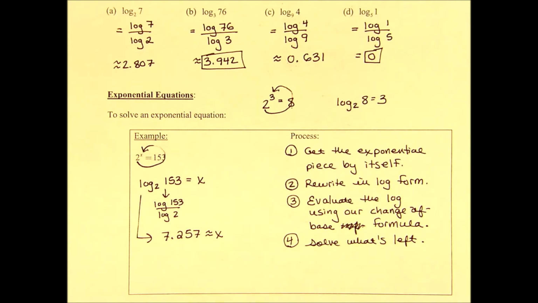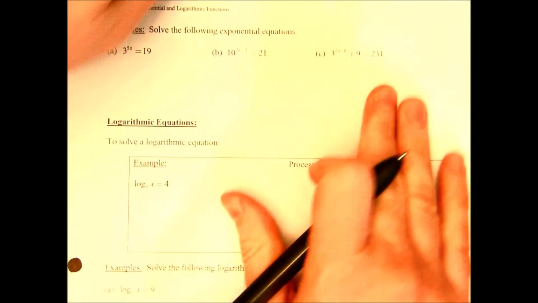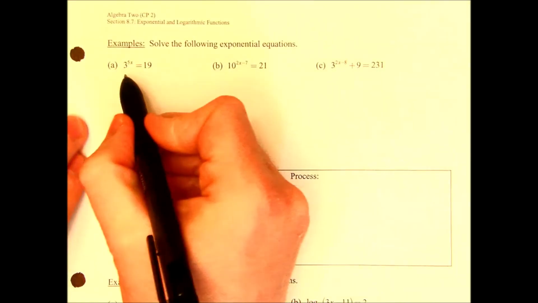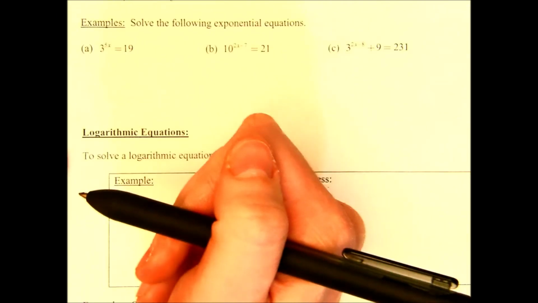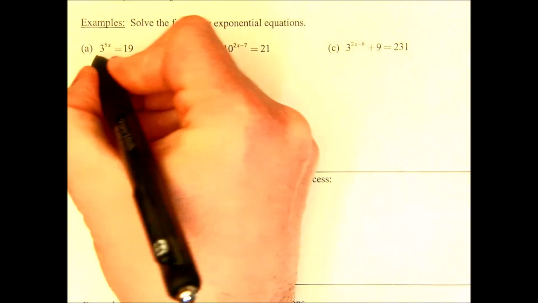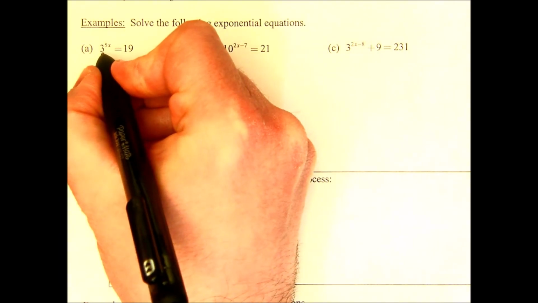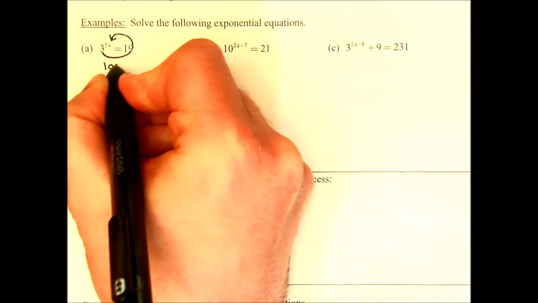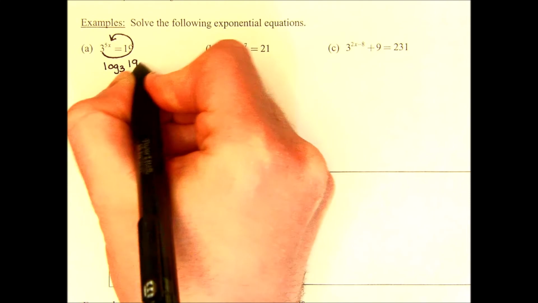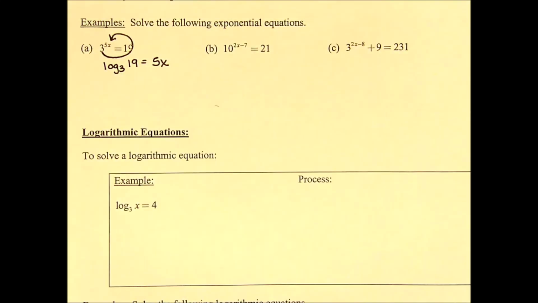Let's take a look at the examples on the next page. There are 3 examples on the top of the page. 3 raised to the 5x equals 19. Actually, let me zoom in so you see this a little bit clearer. The first thing I'm going to do is rewrite this problem in log form. I'm going to say log base 3 of 19 equals 5x. Go to your calculator, use the change of base formula, and let's figure out log base 3 of 19.